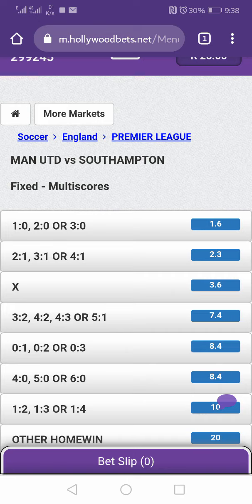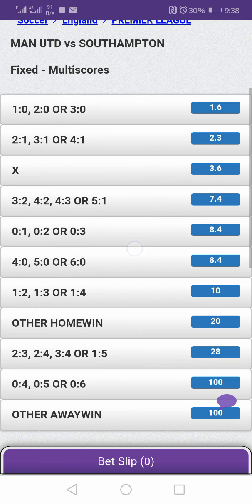I mean, why would you bet for Southampton? Instead, you would rather say Manchester United or at least a draw. That's a double chance. Manchester are big dogs, you know. But it's football, anything can happen. I'm just talking about the possibility in this match. So now, what does this multi-score mean?